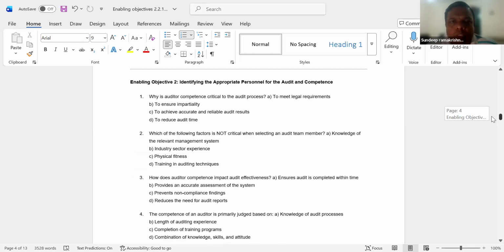Okay, next part, enabling objectives. Answer to be C, sir, to achieve accurate and reliable audit results. Yes. Correct. All of you agree? Yes, sir.